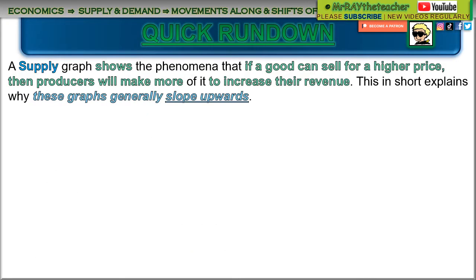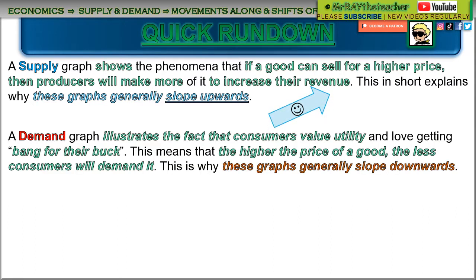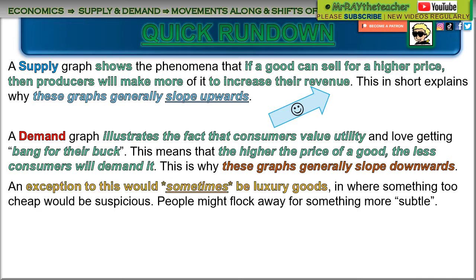So first, a quick rundown. A supply graph shows the phenomenon that if a good can sell for a higher price, then producers will make more of it to increase their revenue. This in short explains why these graphs generally slope upwards. A demand graph illustrates the fact that consumers value utility and love getting bang for their buck. That means the higher the price of a good, the less consumers will demand of it. This is why these graphs generally slope downwards.